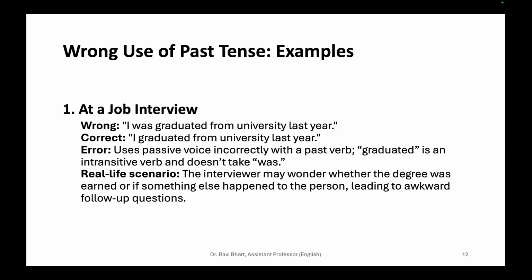Wrong: "I was graduated from the university next year." The correct would be "I graduated from the university next year." Now, the error is using passive voice incorrectly with the past verb. That is, graduate is an intransitive verb and it will never take "was." There are two types of verbs, transitive and intransitive, and graduate, being an intransitive verb, would never take "was" with it.